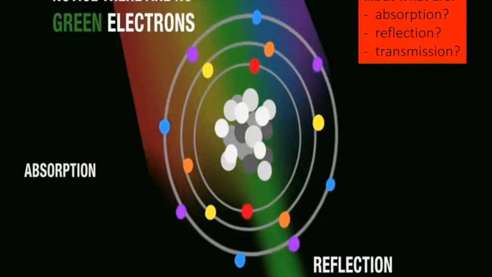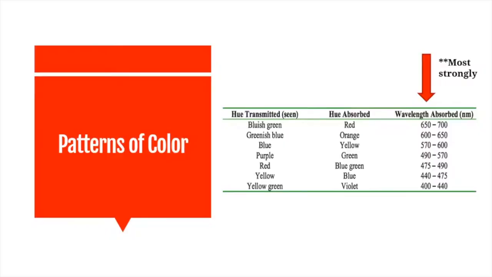Instead, the green light can either shine through the object if it's translucent, like a glass cup, which is called transmission, or the light can reflect back if the object is opaque, like a t-shirt, and that is aptly called reflection. All objects that transmit or reflect a certain color will also absorb a certain range of colors most strongly. For instance, something that looks red will absorb all other colors, but also absorb blue-green light most strongly. And blue-green light falls in the 475 to 490 nanometer wavelength range.